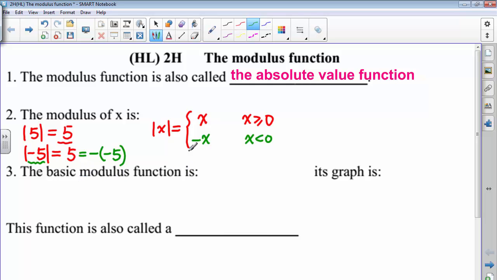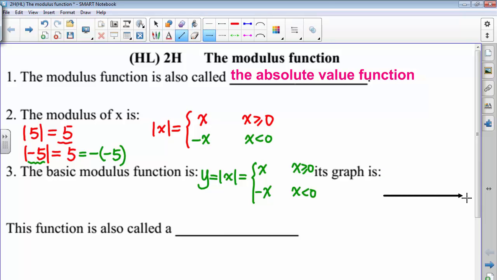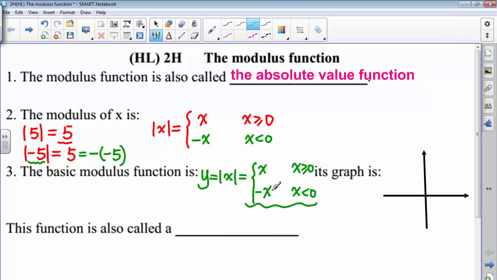The basic modulus function is y equals the absolute value of x, and just as we did here, when x is greater than or equal to 0, the absolute value of x is just x. When x is negative, the modulus of x is negative x. If I want to graph this one, you will find that without the absolute value symbol anymore, you have two pieces. So this kind of function is also called a piecewise function. So if I want to graph this modulus of x, I graph these two pieces of the function.